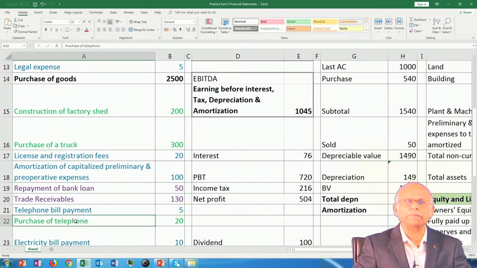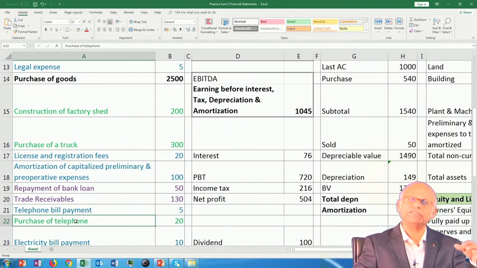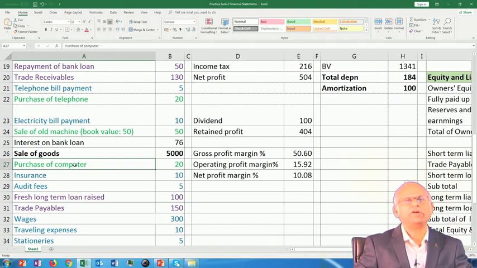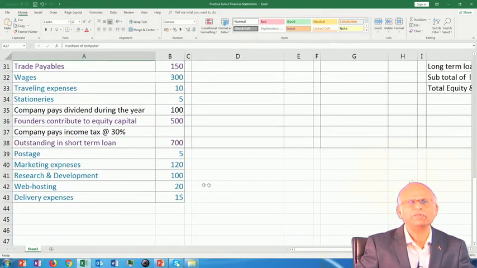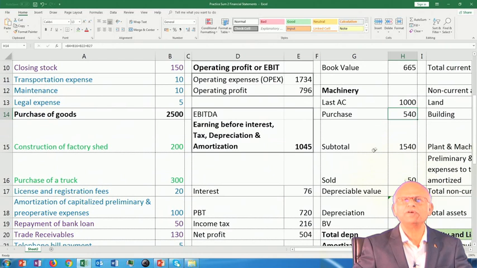Purchase of telephone. Telephone means it is a handset, maybe a cell phone, maybe a land phone, whatever phone that is, it is a gadget, a machine. So, this is also part of equipment. So, 500 plus 20 is 520, then you have purchased a computer for 20. So, 520 plus 20 is 540, now there is no other asset. So, this is the addition, 540 is the new addition, add them up and you have a total of 1540.